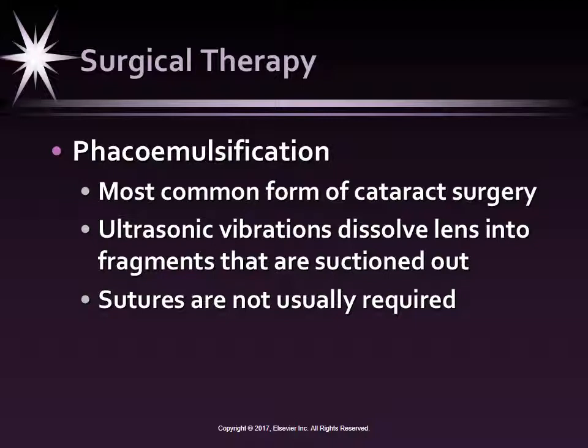A very small incision is made in the surface of the eye, in or near the cornea. A thin ultrasound probe is inserted into the eye, and ultrasonic vibrations are used to dissolve the clouded lens into fragments. These pieces are then suctioned out through the same ultrasound probe. The small incisions are self-sealing and usually do not require sutures.